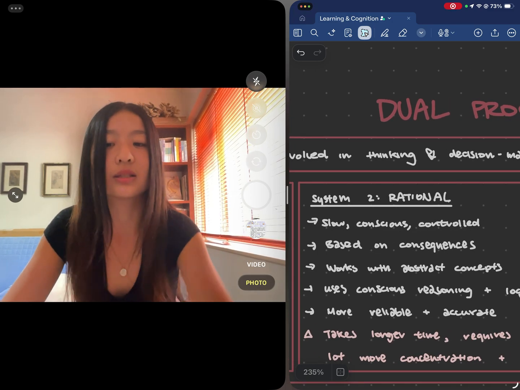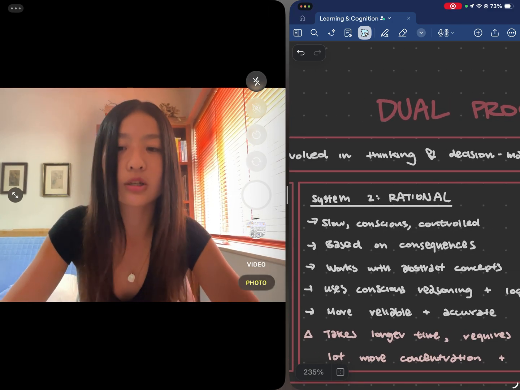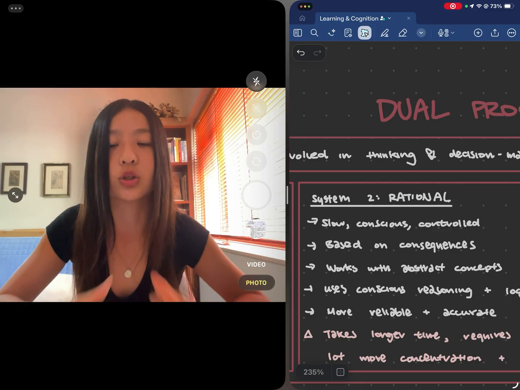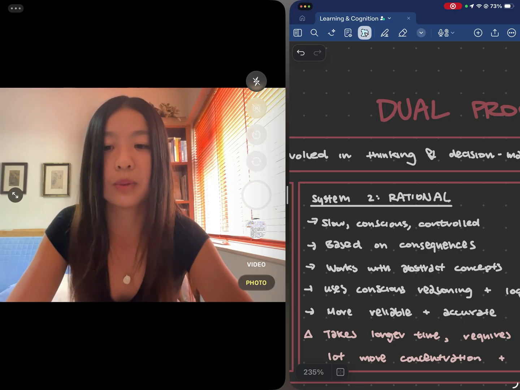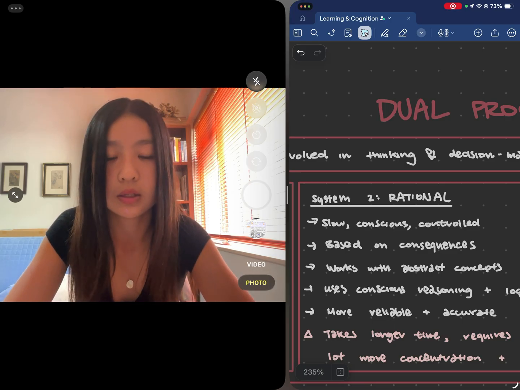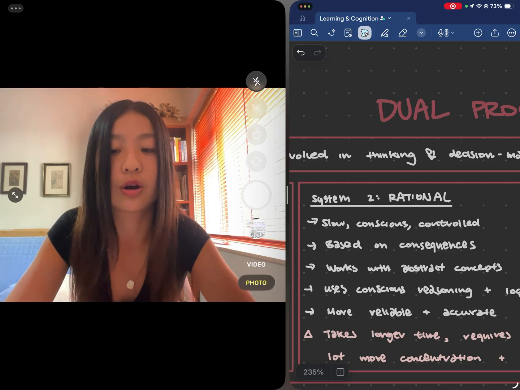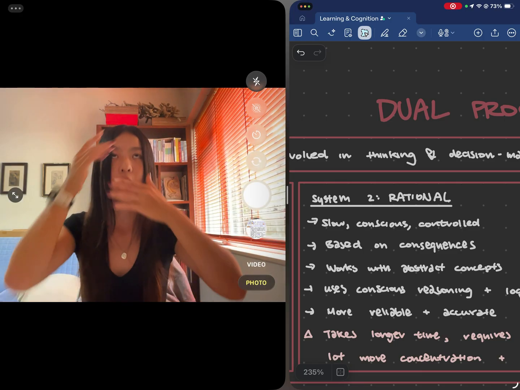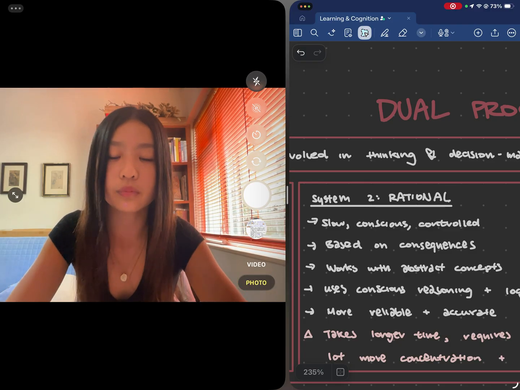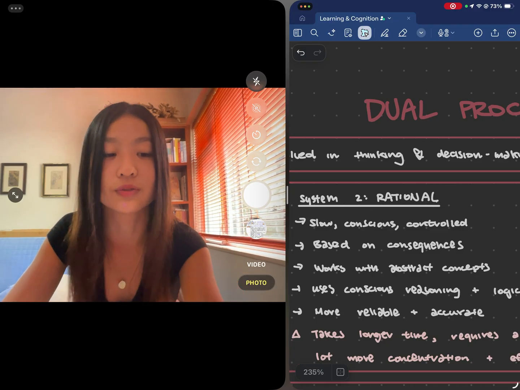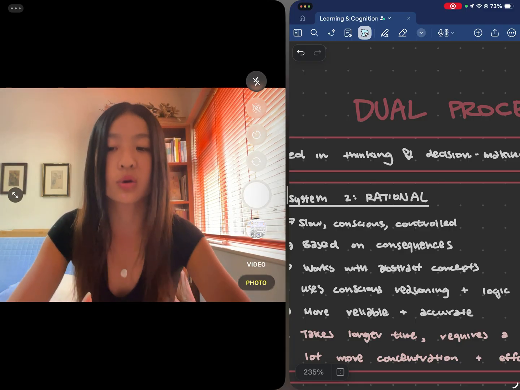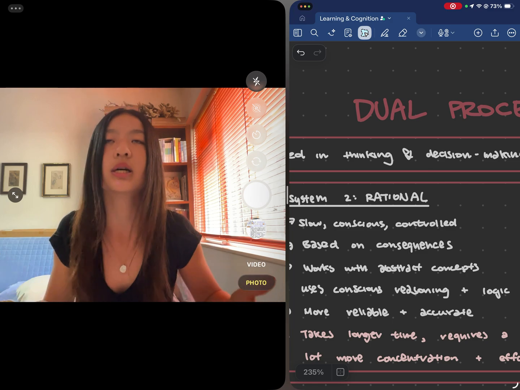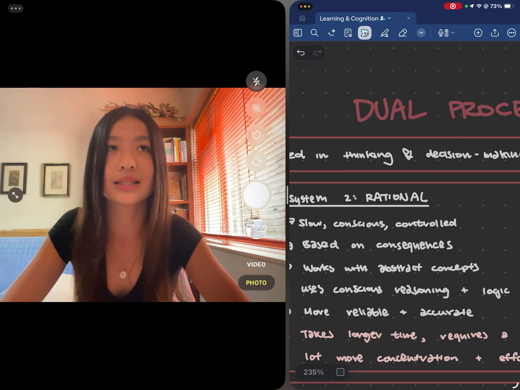System 2 thinking is rational thinking. It's more of your slow, conscious, controlled thinking about a situation when you're considering more of the outcomes on what is happening, and it's based on the consequences of your actions. So System 2 thinking works better with abstract concepts that you don't actually have a direct outcome to yet, because System 2 thinking uses conscious reasoning and logic. This makes System 2 thinking more reliable and accurate because you have more time to work around these processes and consider the other scenarios as well as the other possible answers.